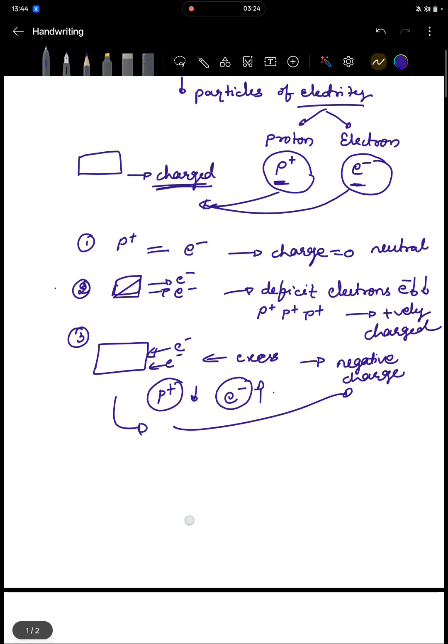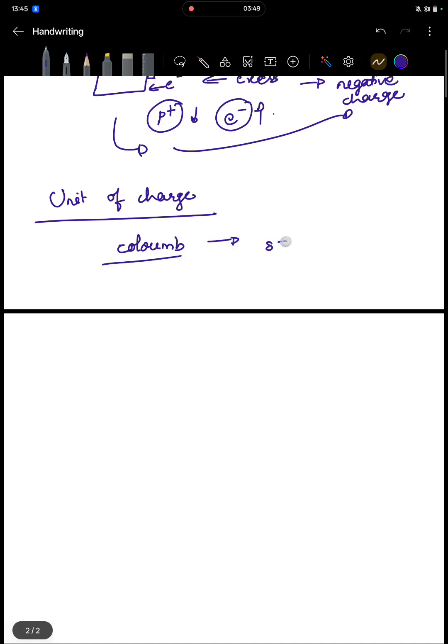Next, what is the unit of charge? The charge on an electron is so small that it is not convenient to select it as the unit of charge. In practice, we use the coulomb as the unit of charge. The SI unit of charge is the coulomb, abbreviated as capital C.